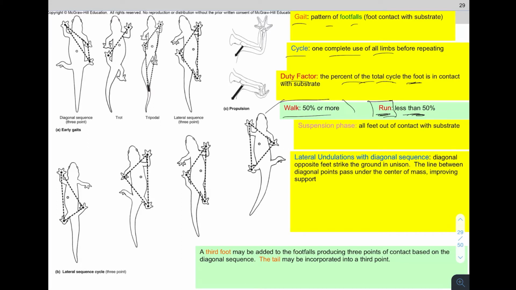That means if less than 50% of the time your feet are in contact with the ground during a run, then for some of the time, neither of your feet will be touching the ground, right? So if you were to do a slow motion camera of a human running, you would see that clearly a good portion of the time neither of the feet would be touching the ground. And that gives us a term known as the suspension phase, which is the phase when all the feet are not in contact with the substrate. And these are just some general terms.